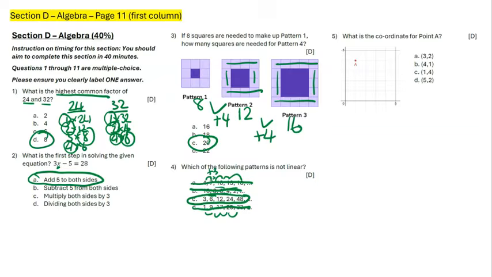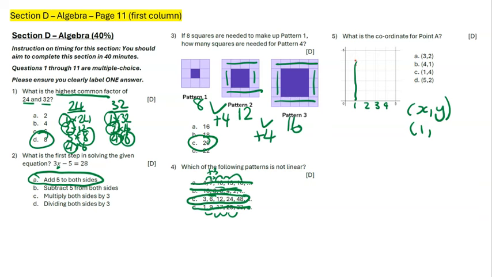Now moving on to question number 5, a nice simple one. What's the coordinate of point A? And remember, when you're dealing with coordinates, it always goes x, y. So if you go down to the x-axis there, we can see that would have been 1, 2, 3, 4, and then we've got the 5 there. So my x value is going to be 1.